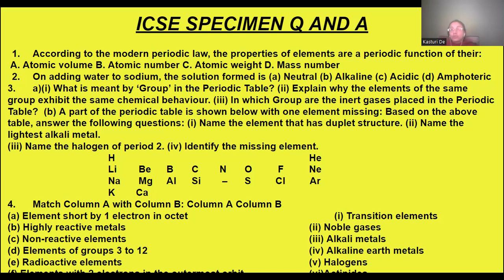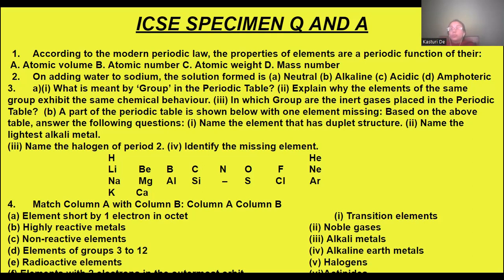On adding water to sodium, the solution formed is neutral, alkaline, acidic, or amphoteric. Sodium belongs to the first group, group 1A, which is a very reactive group known as the alkali metals. The solution of sodium with water forms a base, which is highly basic, that is, alkaline in nature. So the answer will be alkaline.